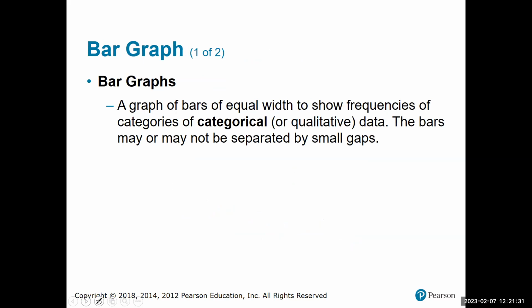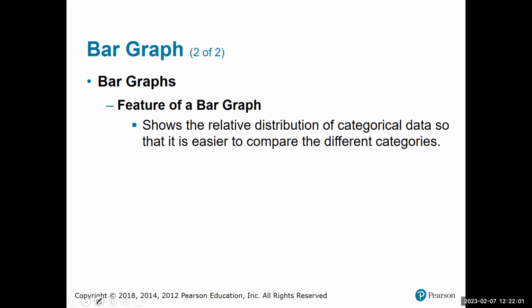All right, bar graphs. So this is for categorical now, qualitative data. So it's like a histogram, but the bars don't touch each other. So a graph of bars of equal width shows frequencies of categories of categorical or qualitative data. The bars may or may not be separated by small gaps. Okay. I guess they contradicted what I said. To me, a bar graph is separated. They're saying that it doesn't necessarily have to be. So it shows the relative distribution of categorical data. So it's easier to compare the different categories.